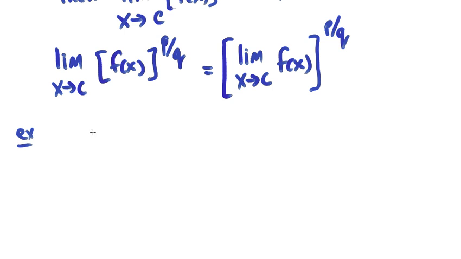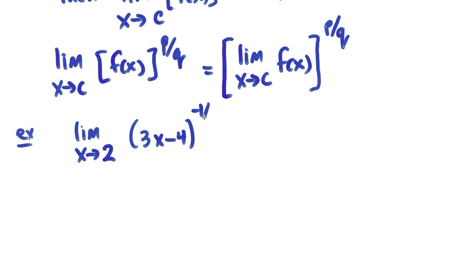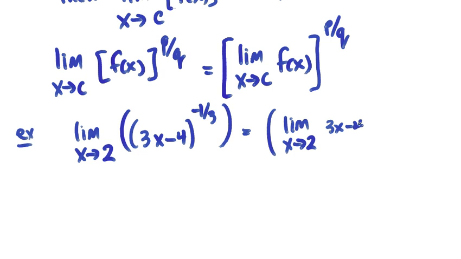So, for example, what is the limit as x approaches 2 of 3x minus 4, all raised to the negative 1/3? That's exactly the same as the limit as x approaches 2 of 3x minus 4, and the solution to that raised to the negative 1/3. So substituting in the 2, I get 6 minus 4, and 6 minus 4 is 2 to the negative 1/3, and that's equal to 1 over the cube root of 2.